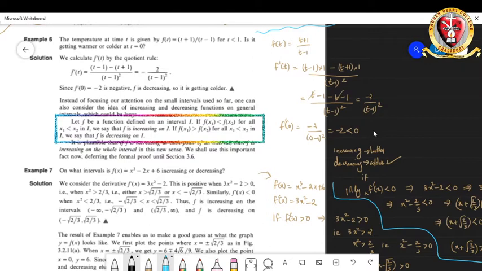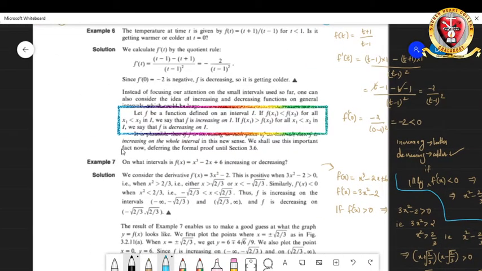Then you have a definition which we had already mentioned: if x1 is greater than or equal to x2 implies f of x1 is greater than or equal to f of x2, then we say that the function is increasing. Similarly, you can give strict inequalities there to avoid confusion, that is, f of x1 strictly greater than f of x2. Similarly, if x1 is strictly greater than x2 implies f of x1 is strictly less than f of x2, that will mean that the function is decreasing. This conclusion is given inside this box.